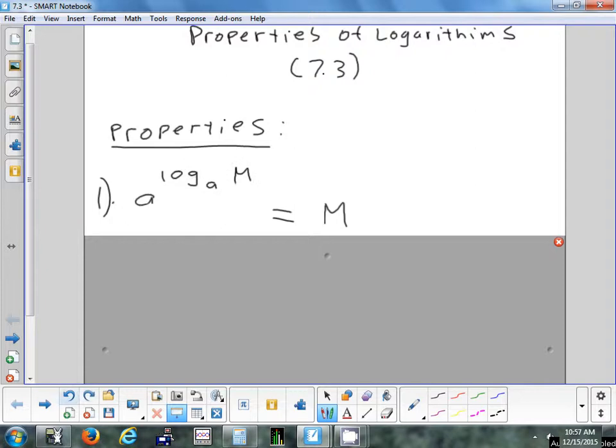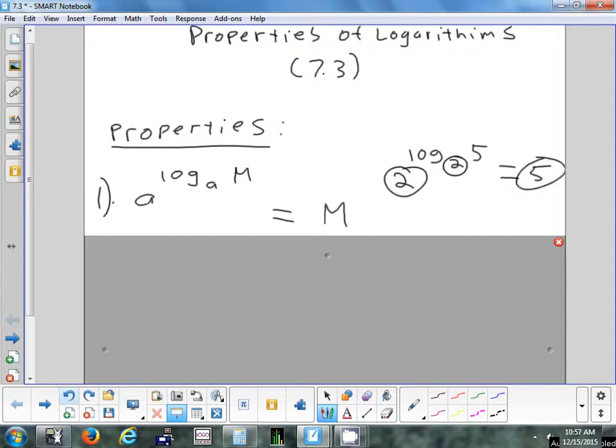All right, so as an example, if we had 2 raised to the log base 2 of 5, and I asked you to simplify that, this fits that pattern. This number and that number are the same. So that part basically cancels out. And what's the only thing you'd be left with? 5. That's it.